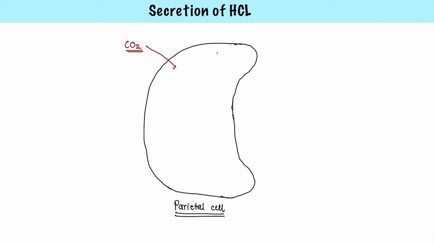Carbon dioxide is derived from the metabolic activities. It will come inside the parietal cell and combine with water to form carbonic acid, H2CO3. The enzyme required here is carbonic anhydrase. This carbonic acid is a very unstable compound, so it will immediately split into HCO3 minus and H plus. And this H plus is actively pumped into the canaliculus of the parietal cell.